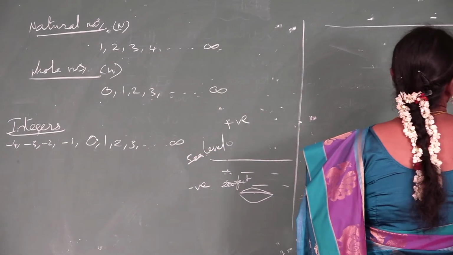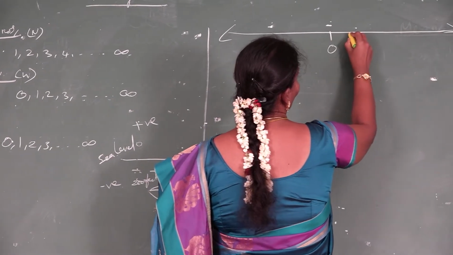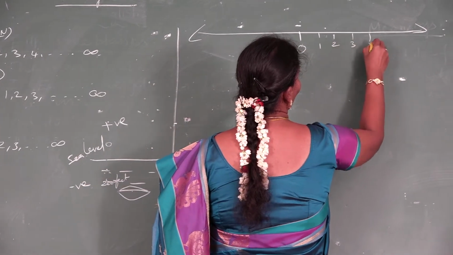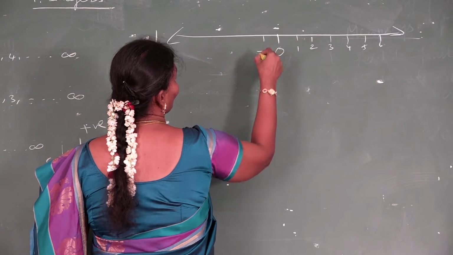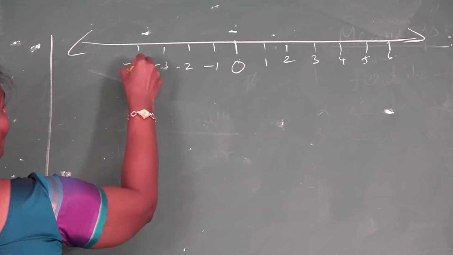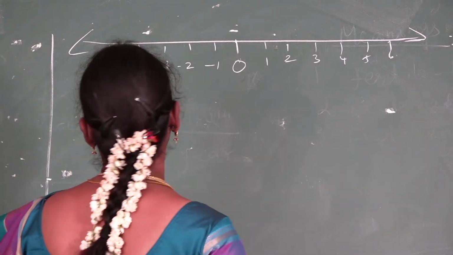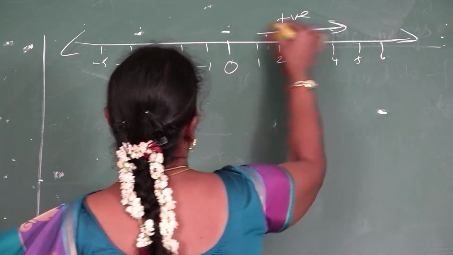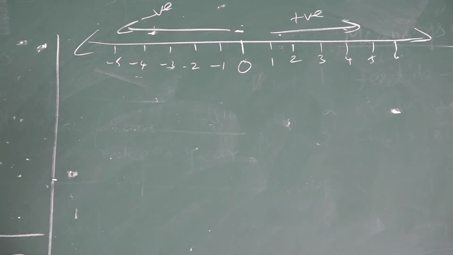Now see how to represent integers on the number line. Okay, see, this is called the integer line. So 0. The right side of the 0 is positive integers: 1, 2, 3, 4, 5, 6, etc. Then the left side of the 0 is negative integers: minus 1, minus 2, minus 3, minus 4, minus 5, etc. So, right side positive and left side negative. This is the positive direction. This is the negative direction. Do you understand, children? Okay.